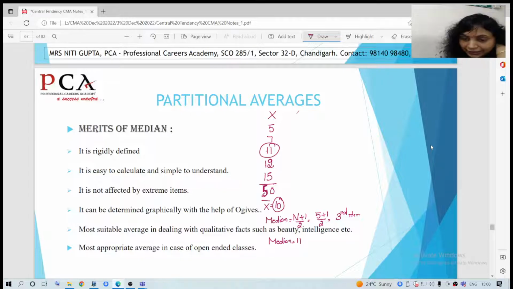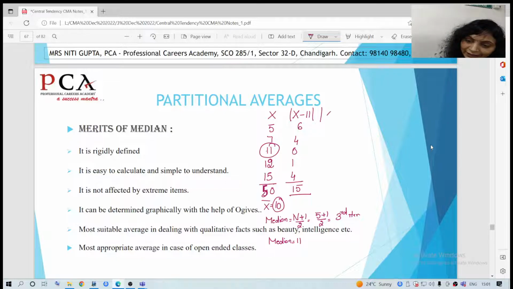First, let's compute absolute deviations from median. X minus 11, putting it into mod, we ignore the sign. So 5 minus 11 is 6, 7 minus 11 is 4, 11 minus 11 is 0, 12 minus 11 is 1, 15 minus 11 is 4. The sum is 6, 4, 10, 11, 15 total 15.